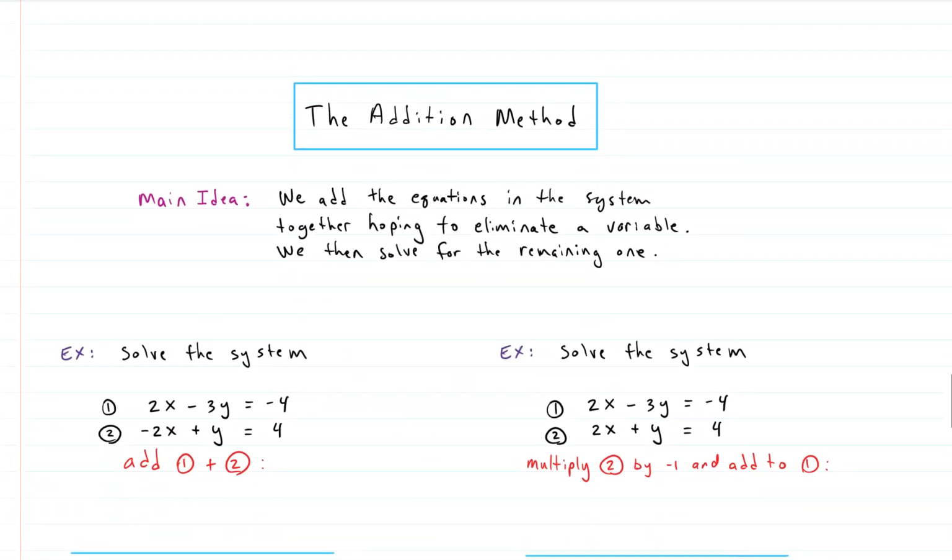So the addition method, the main idea is that we want to eliminate one of the variables so that we can solve for the remaining variable. And we do that by adding the two equations together in a way that makes one of the variables disappear. Then once we have just one variable, we solve for it, and then we use that to plug it back into the original equations to get the variable we don't have. So pretty straightforward. Let's do an example.